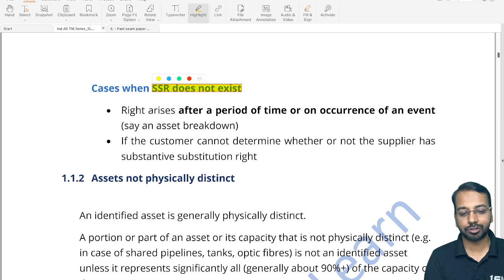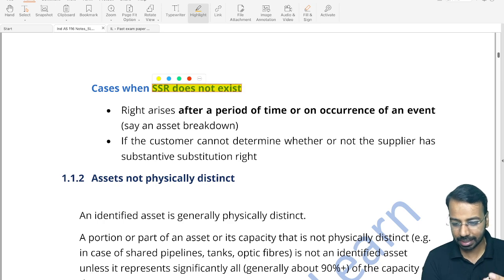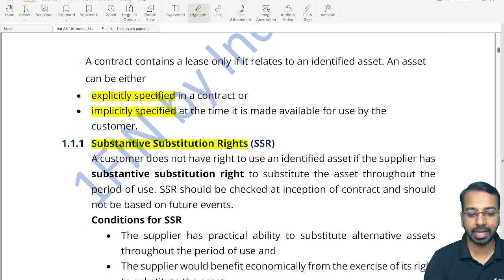So with this we have understood what is identified asset and what is substantive substitution right. If you have any questions so far, you can put it in the chat box and I'll take them up once I complete.